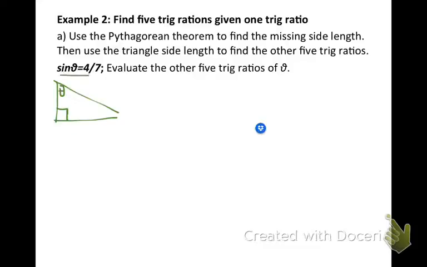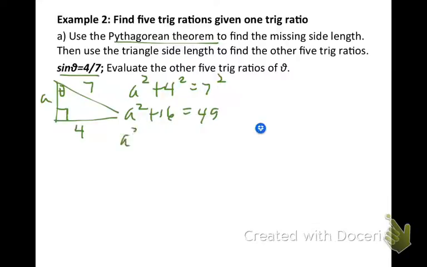So this tells us that the sine of theta is 4/7. Sine is opposite over hypotenuse, so that means the opposite side length is 4 and the hypotenuse is 7. So the Pythagorean theorem can help us to find that third side. We'll just call it a. A squared plus 4 squared equals 7 squared. So a squared plus 16 equals 49. Subtract 16 from both sides. So a squared equals 33.